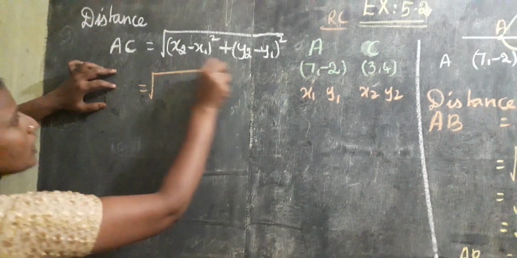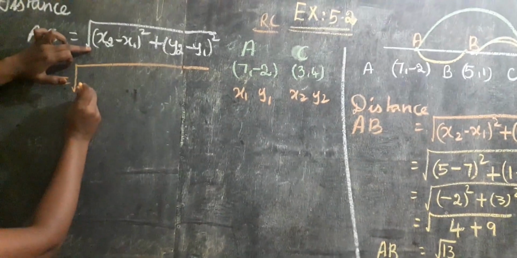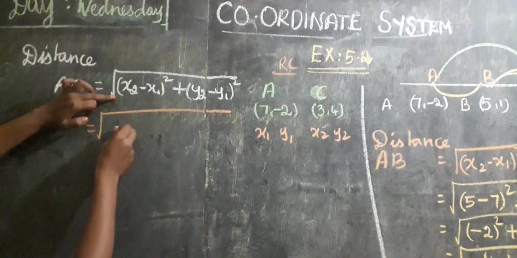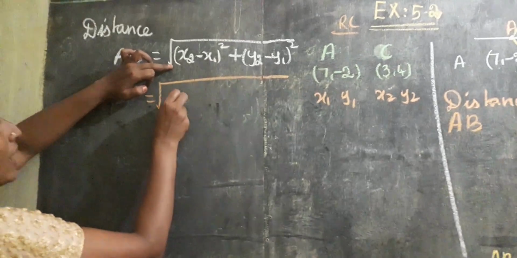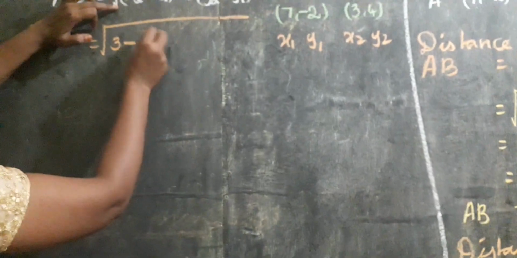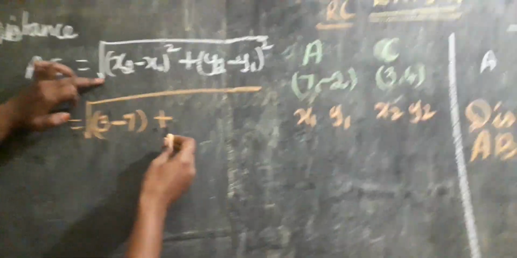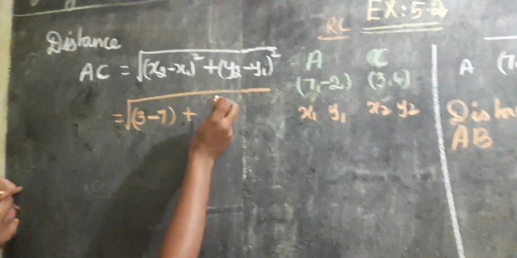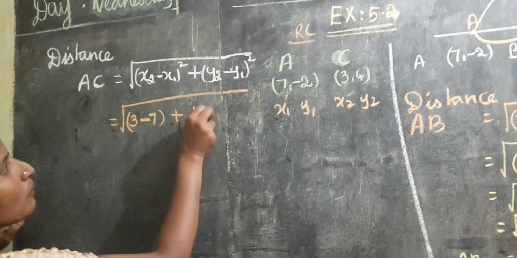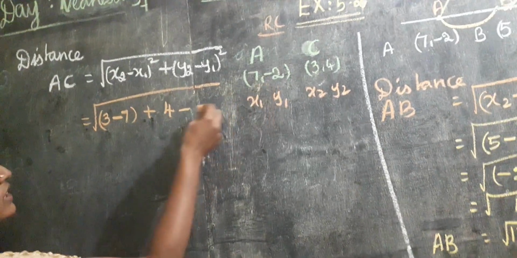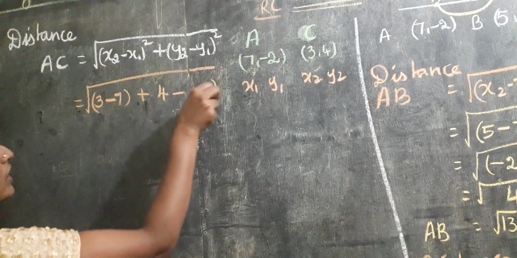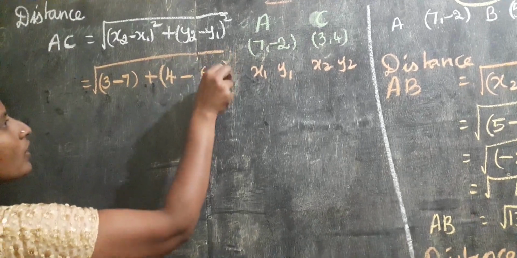The square root of x2. What is the value of x2? 3. Minus, formula minus x1. What is the value of x1? 7. So 3 minus 7, plus, formula plus, and then y2. What is the value of y2? 4. 4 minus y1, the value is minus 2. Put the minus 2 in a bracket and whole square.